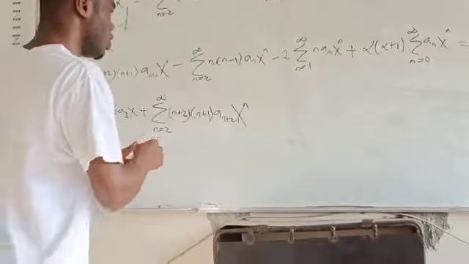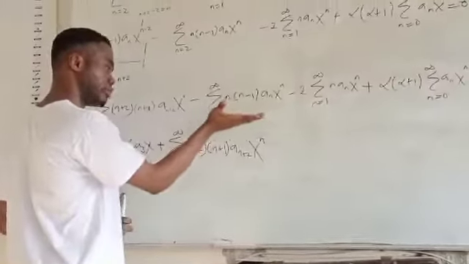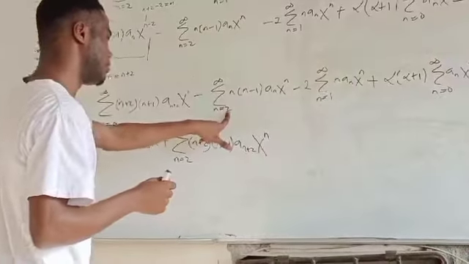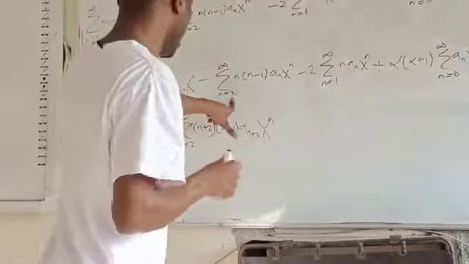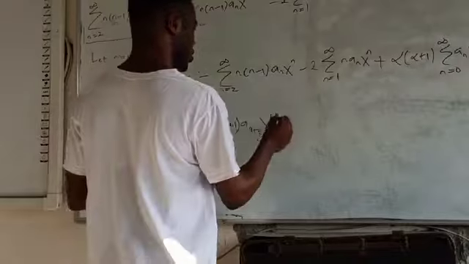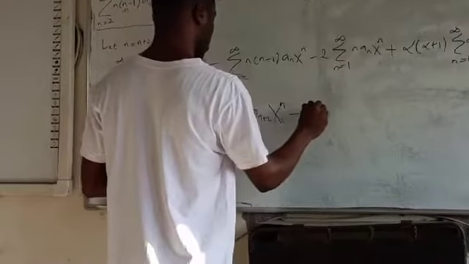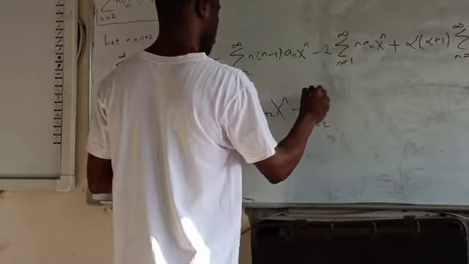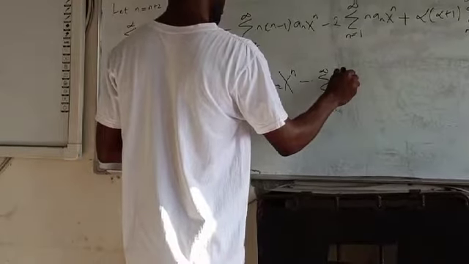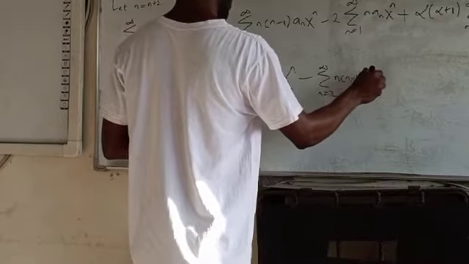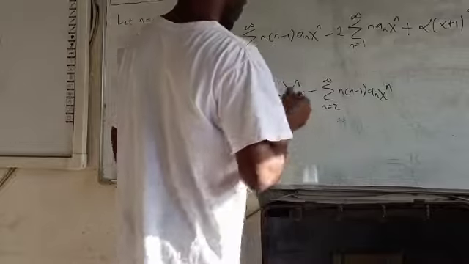So I wouldn't have to touch this other one because that is the maximum limit. So I can bring it down by saying summation of n equals 2 to infinity, n bracket n minus 1, a subscript n, x to the power of n.